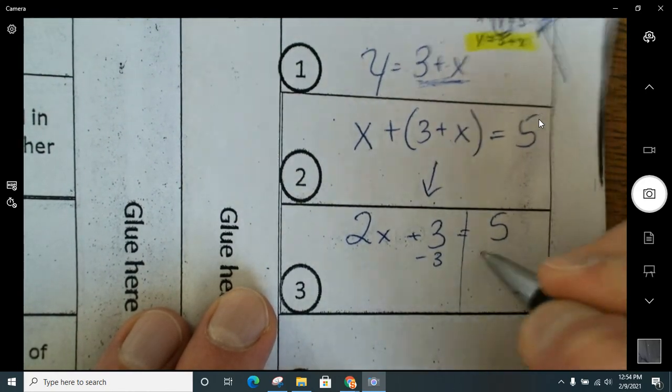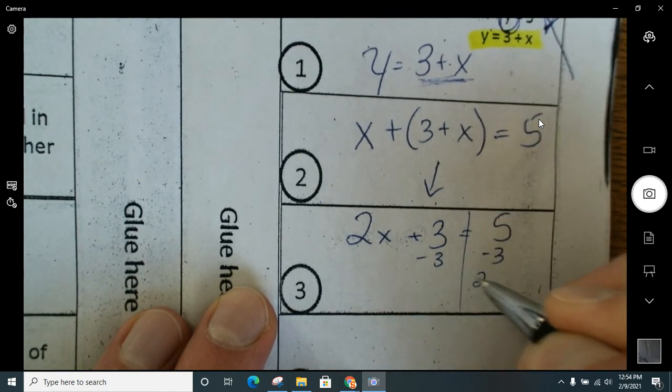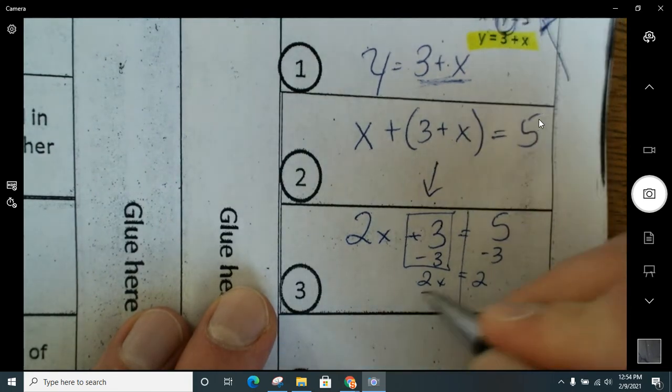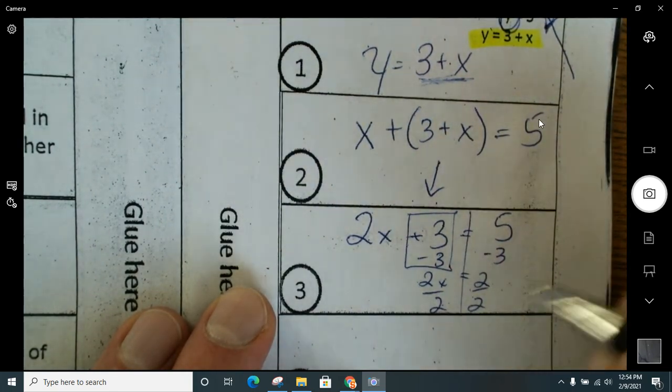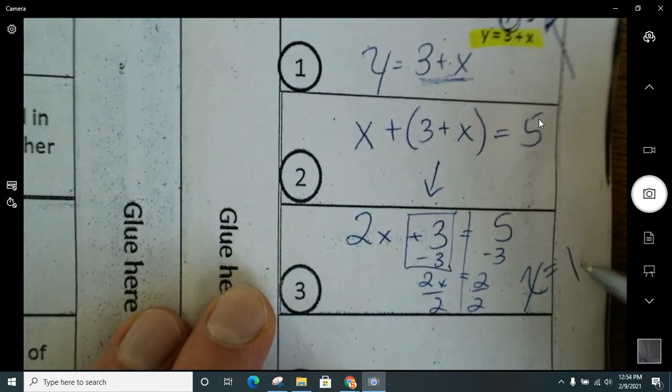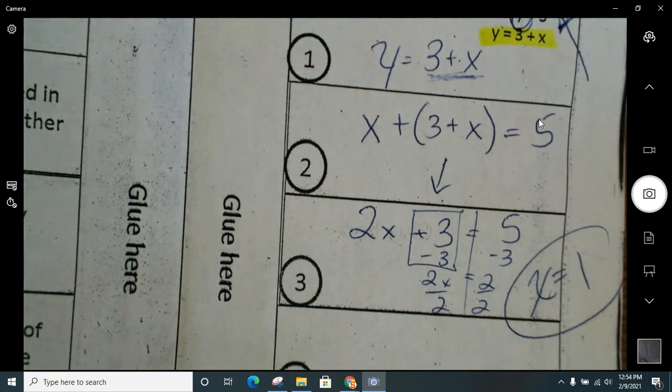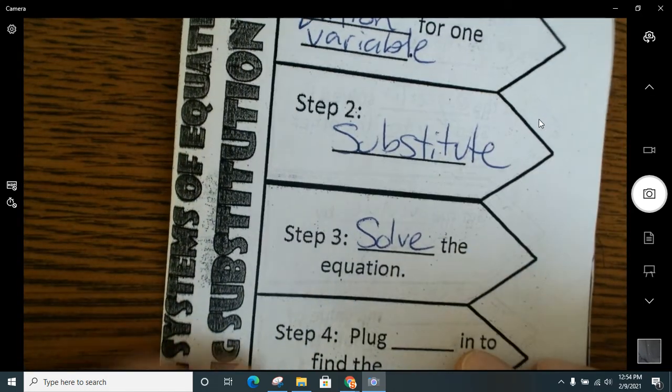We'll go ahead and first subtract 3 from each side. We end up with 2 on the right. These guys zero out, and I got my 2x. Lastly, we'll divide each side by 2, and we find out x equals 1. Awesome. All right, moving on to step number 4.